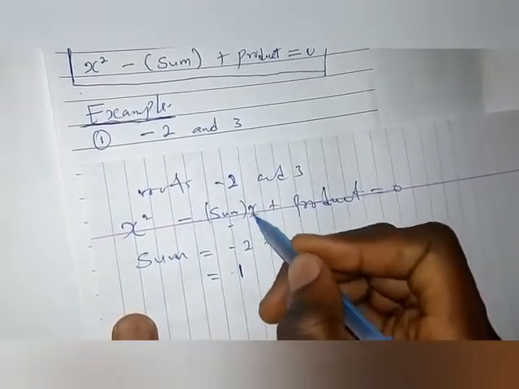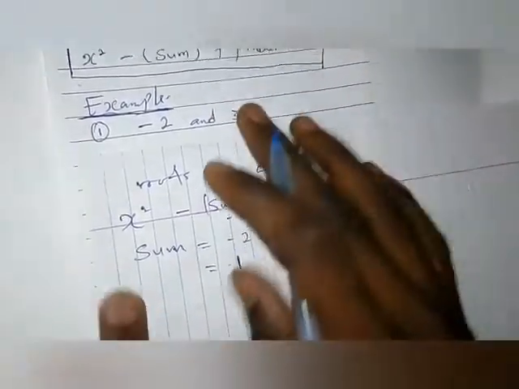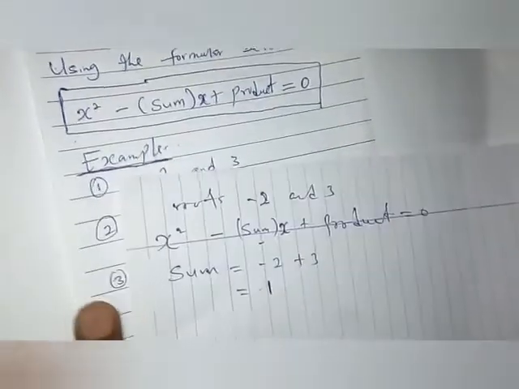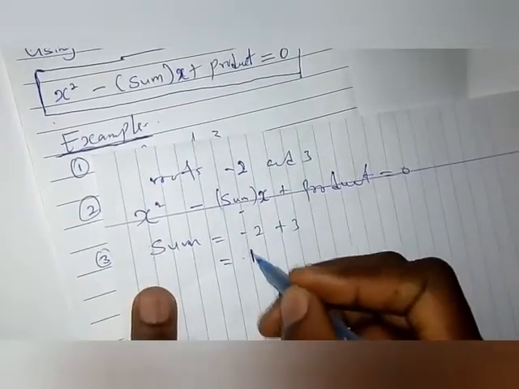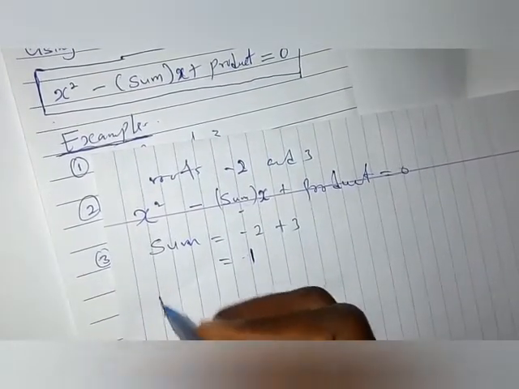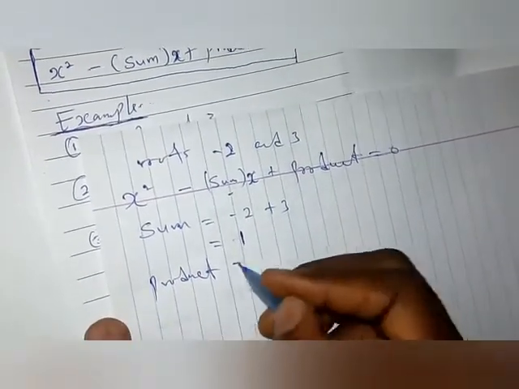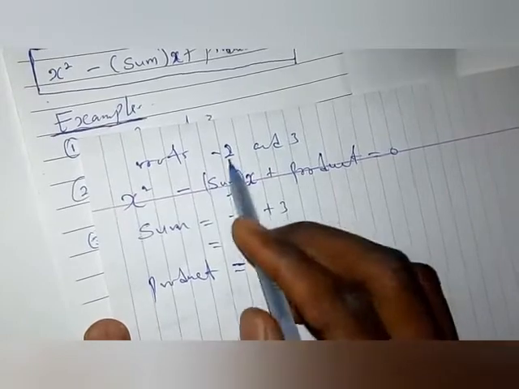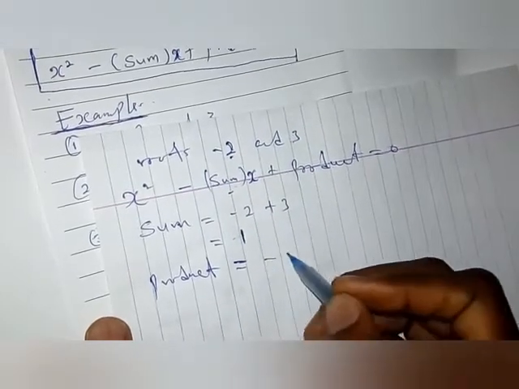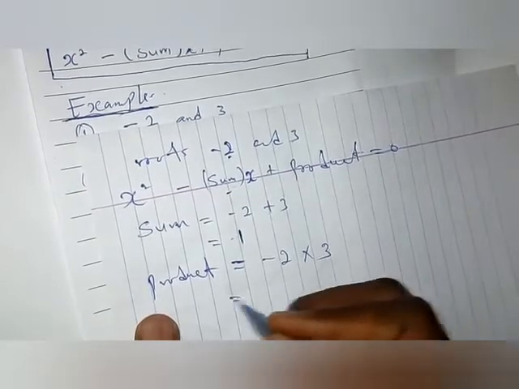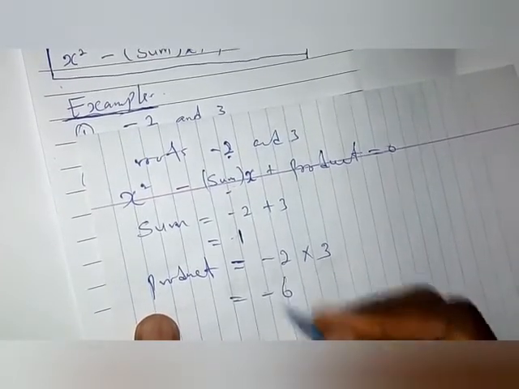The formula has x here. So this is the sum. Now the product is just multiplying the two roots together. We have -2 multiplied by 3, and this is equal to -6.